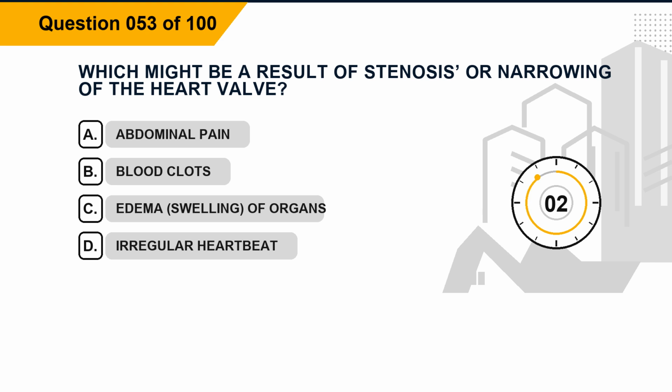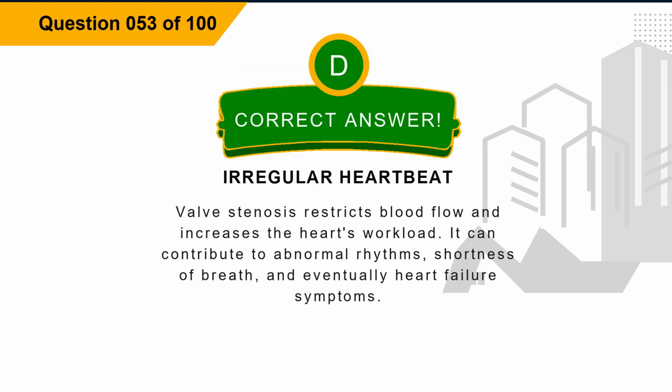Option D, irregular heartbeat. The correct answer is option D, irregular heartbeat. Explanation: valve stenosis restricts blood flow and increases the heart's workload. It can contribute to abnormal rhythms, shortness of breath, and eventually heart failure symptoms.